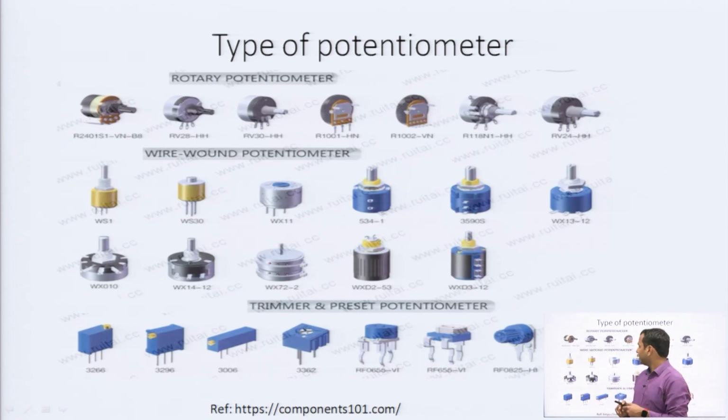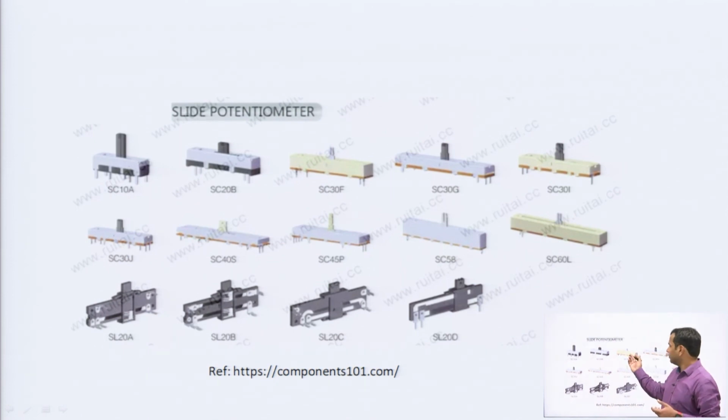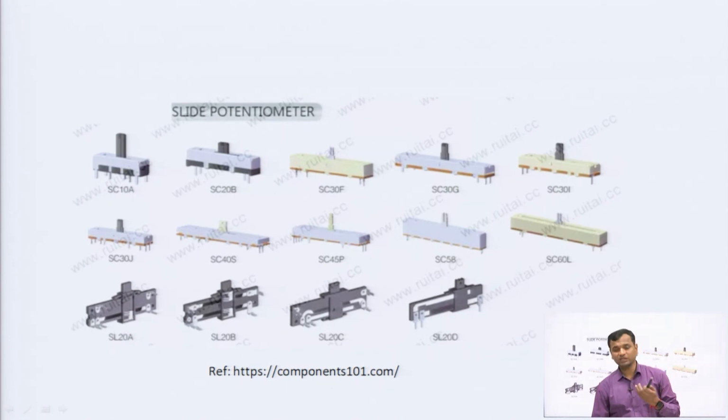And these are certain types of potentiometer. First is the rotary potentiometer, which is used to measure the rotary displacement, and these are the wire wound potentiometer. There are various classifications which can be used according to the application in the industry. And third one is the trimmer and preset type of potentiometer. These are the slide potentiometer, which has slide contacts and is used to measure the linear displacement. Okay. So, this is all about the potentiometer.